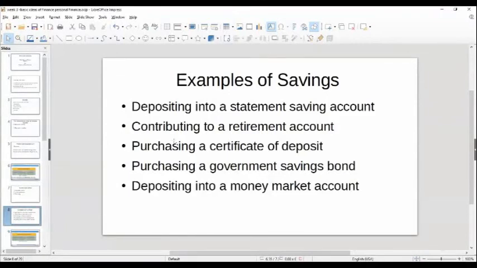If you have this surplus, you can keep your savings in the bank by having a savings account. Or if you want, you can contribute to your retirement account, or purchase a certificate of deposit, or even buy a government savings bond. Or if you want, you can have this money market. You can place your money or a portion of your savings in this money market account.